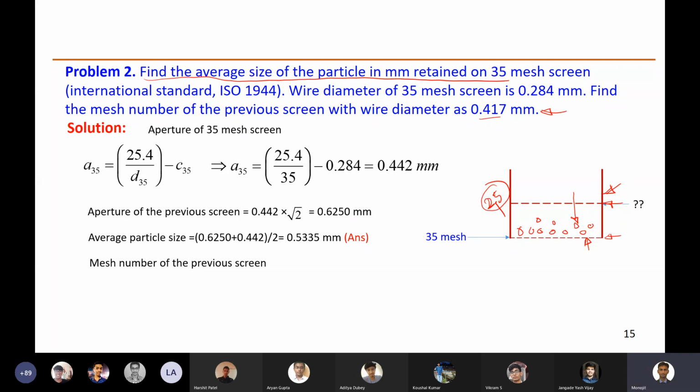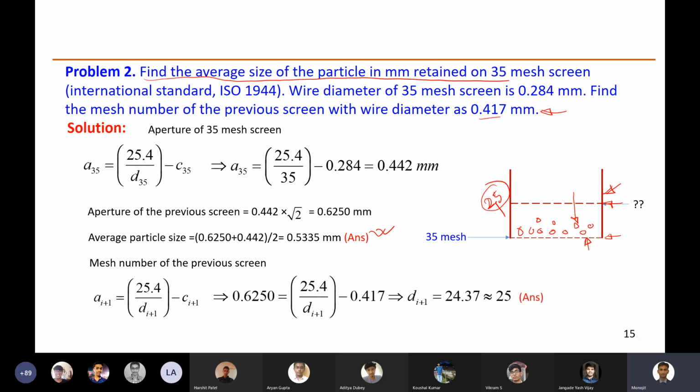So this is one answer, and for the mesh number, use exactly the same formula. You know everything because you know the aperture now. Find out, yeah, it's 25. Right. Your answer was correct. Fine. It's an easy one.